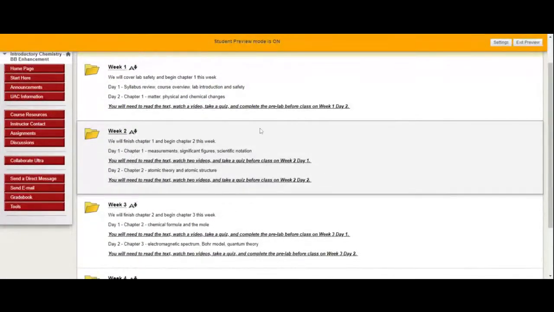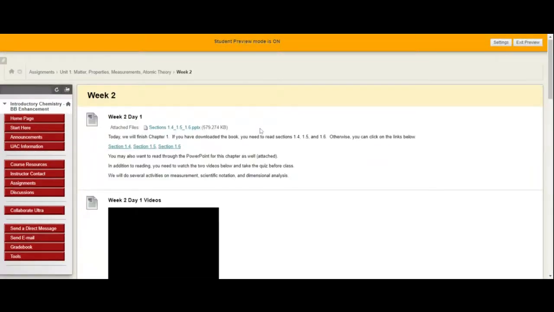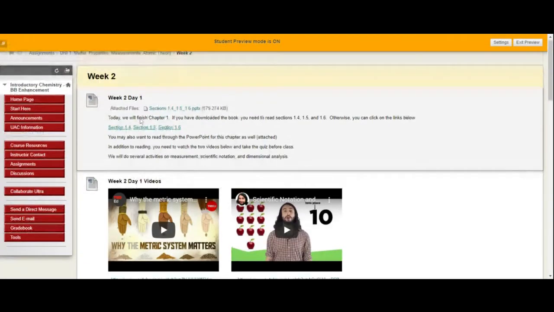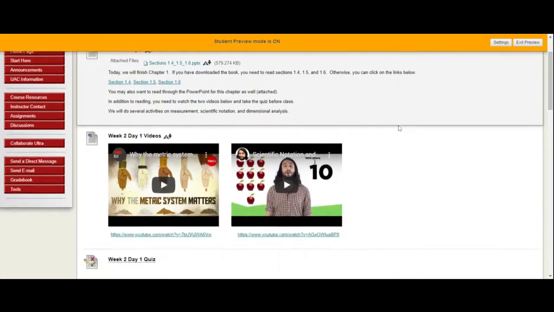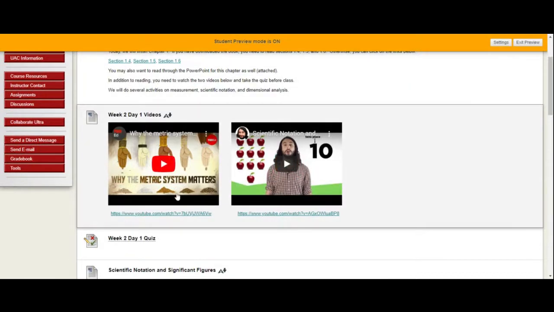So we'll start week 2, and you've got 3 sections that you need to read, sections 1.4, 1.5, and 1.6. Of course, you've got your PowerPoint here if you want to read through that. And then you have 2 videos this time, one about the metric system and one about scientific notation. These are probably going to be a review.